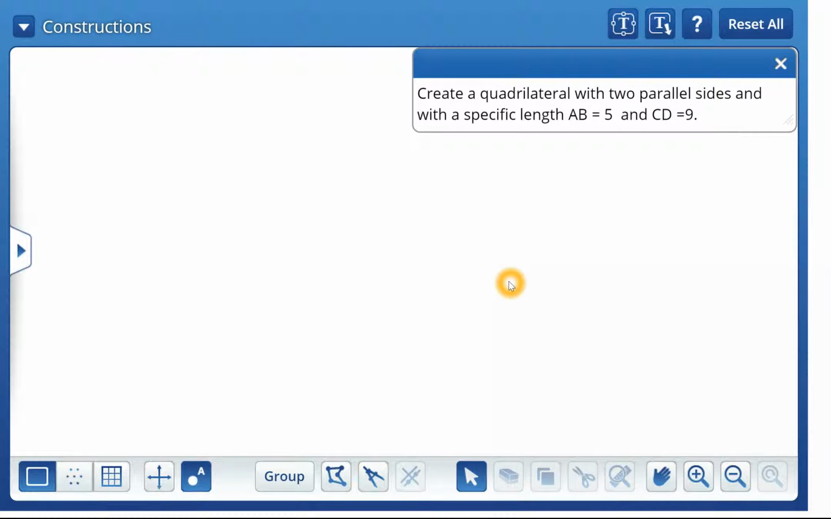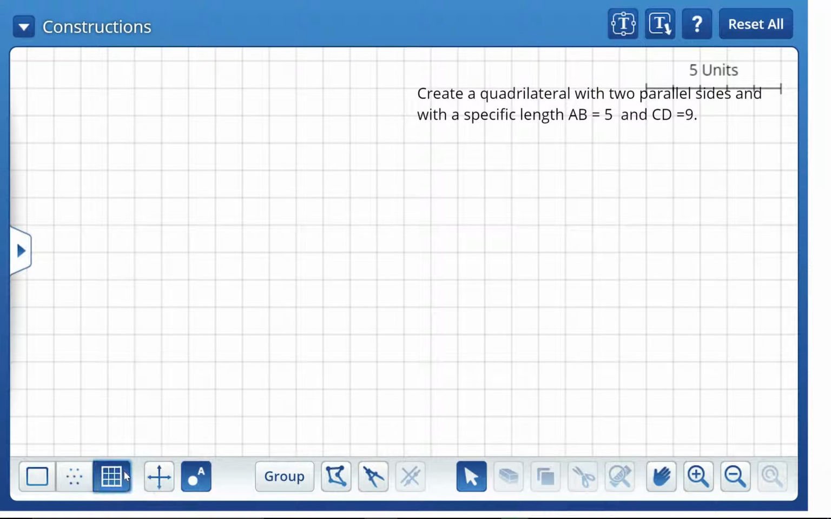What we're going to do now is create a quadrilateral with two parallel sides and a very specific length for those two sides. AB is going to equal 5 and CD is going to equal 9. First thing is we're going to use the gridded paper.